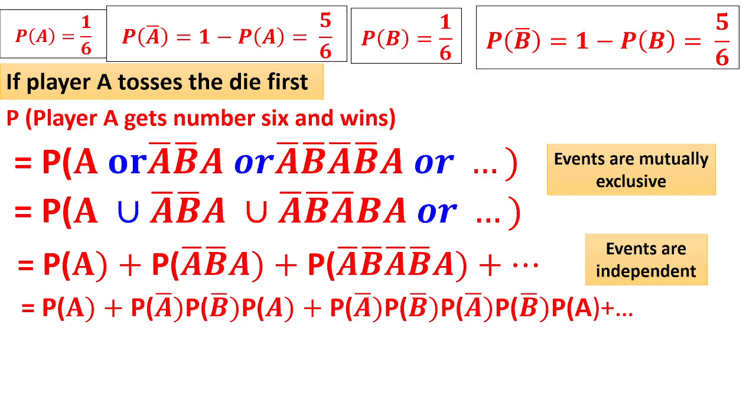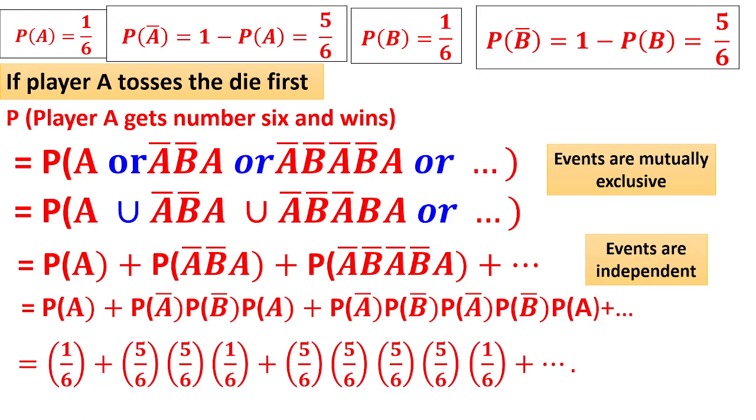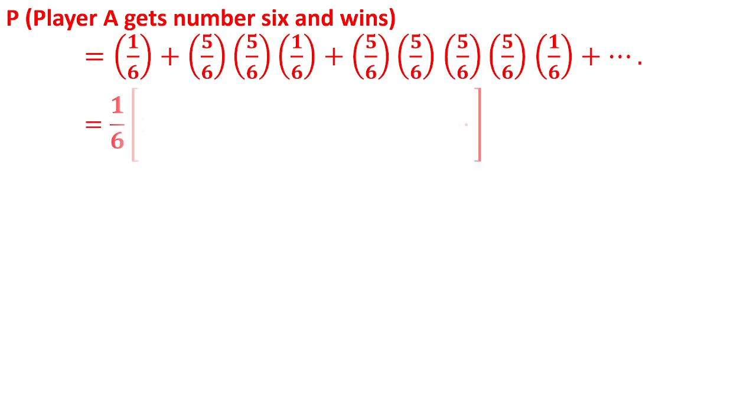Then all these events are independent, therefore I have to multiply them. Remember how it is being multiplied? Actually it is an infinite series you are going to get: P of A plus P of A dash, P of B dash, P of A plus P of A dash, B dash, A dash, B dash, A. Now let us substitute the values. Simple, 1 by 6, 5 by 6, 1 by 6, 5 by 6 like that. When I substitute those values, I am getting like this.